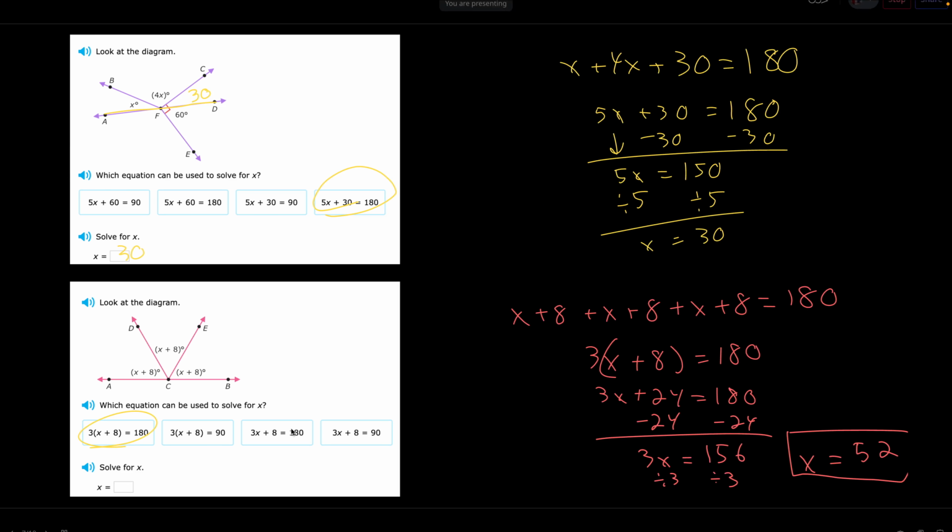And for the second problem, here is the work. All three of these angles add up to a flat line, so 180 degrees. And when you solve for x, you should be getting 52.